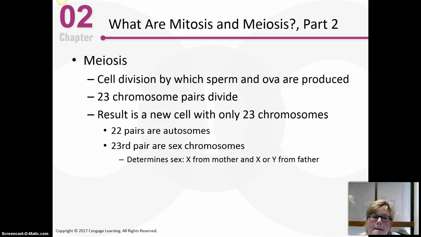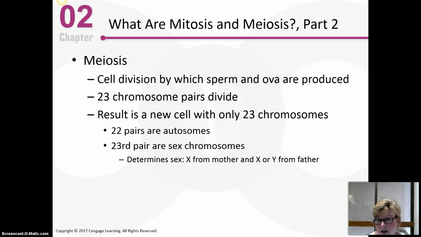So next we look at meiosis, and this is cell division of, by the way, you will see meiosis again, and you need to know that it is reduction division. Remember the other one was like an addition and growth. I said duplicate, think of a duplication machine. This one, it's reduction and division. So let's look at it a little bit more closely. Cell division by which sperm and ova are produced. 23 chromosome pairs divide. Result is a new cell with only 23 chromosomes.